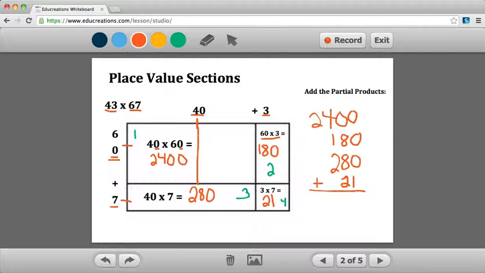Okay? Now if we go through here, we have 0 plus 0 plus 0 plus 1, we know is 1. 8 plus 8 is 16. Plus 2 is 18. Carry our 1. So now we have 4 plus 1 is 5. Plus 2 is 7. Plus 1 is 8. You come over and then you have 2 plus 0 is 2. So our product for 43 times 67 would be equal to 2,881.